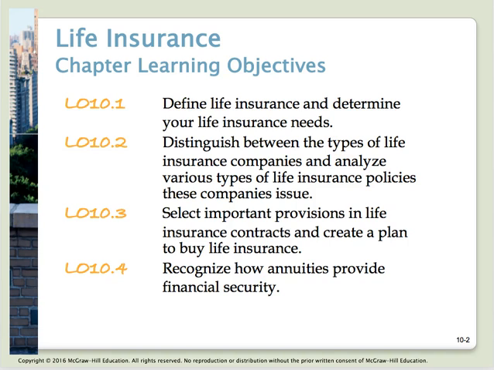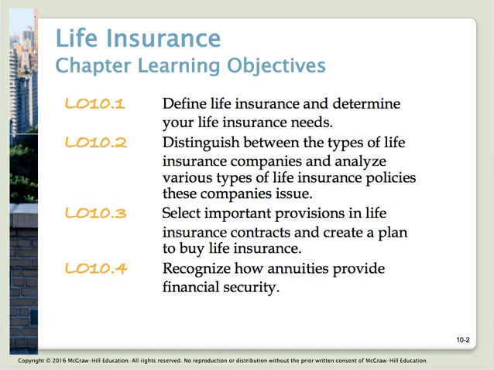Learning objective number 3 is to select important provisions in life insurance contracts and create a plan to buy life insurance. So most life insurance policies have standard features. An insurance company can change the conditions of a policy by adding a rider to it. We talked a little bit about riders last week. Before buying life insurance, consider all your present and future sources of income, then compare the costs so that you can make the appropriate choice for you.